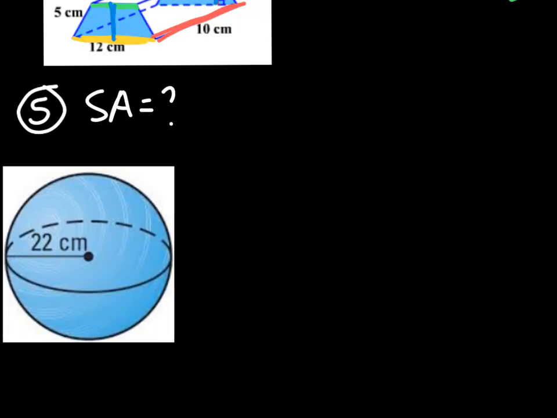Question 5 asks us to find the surface area of this polygon. So firstly, we know that this polygon is a sphere. So we can have a look at our formula sheet for the surface area of a sphere, and we can see that it is equal to 4 times pi times the radius squared. Right, now to find the value of our radius, we need to have a look at our diagram.